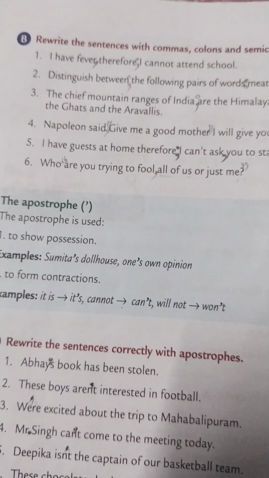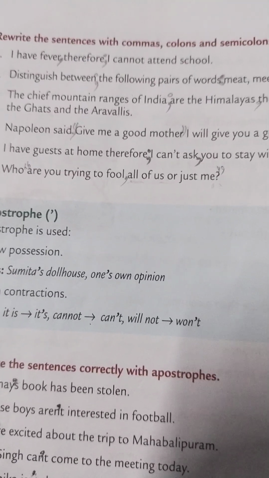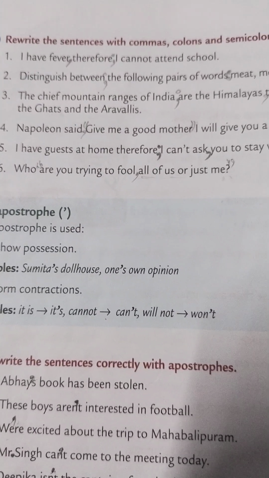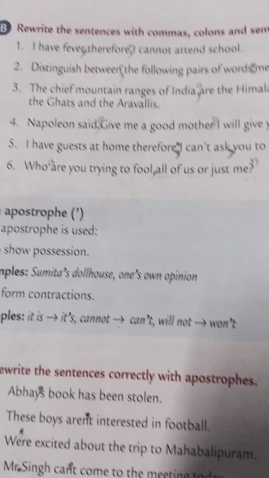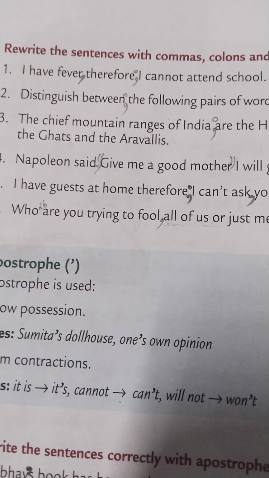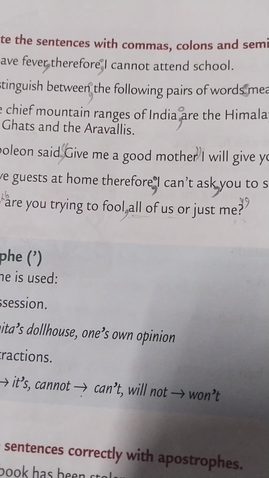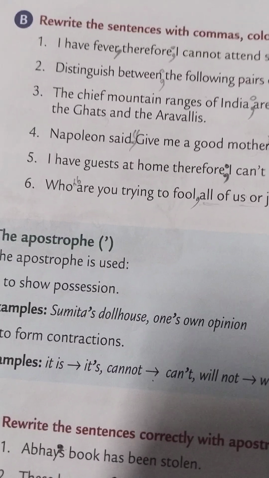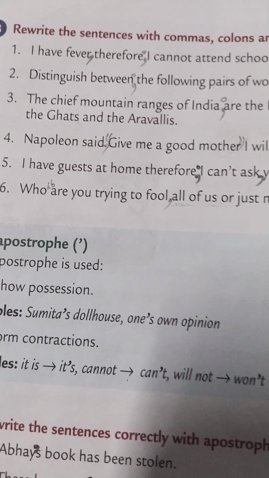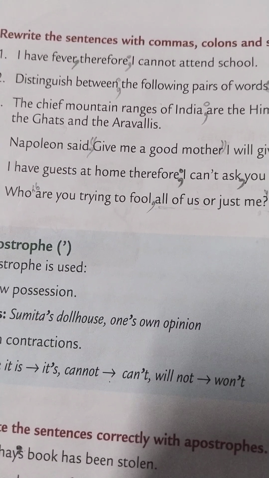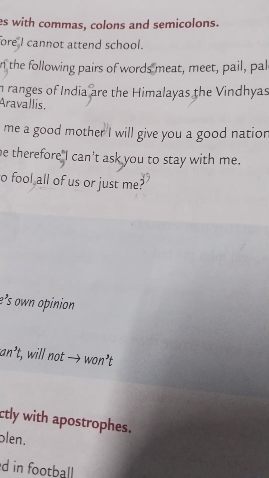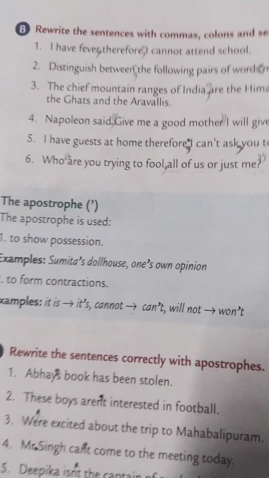Now see question number B, children, and we will discuss a few sentences, the rest you will do yourself. Rewrite the sentences with commas, colons and semicolons. Now see the first one: I have fever, therefore; I cannot attend school. Now see the last one, children, the fifth one: I have guests at home, therefore; I can't ask, you to stay with me. So this way you have to do these sentences.